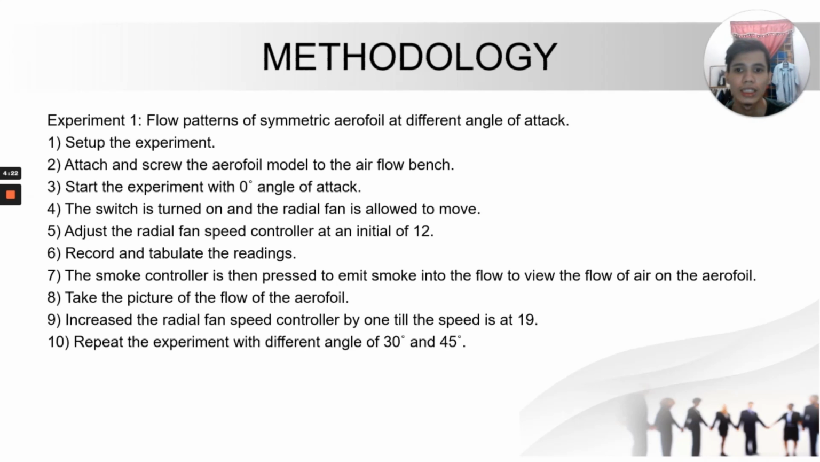The smoke controller is then pressed to emit smoke into the flow to view the flow of the air on the aerofoil. Take a picture of the flow on the aerofoil. Increase the radial fan speed controller by 1 until the speed is at 19. Repeat the experiment with different angles of attack, which are 30 degrees and 45 degrees.